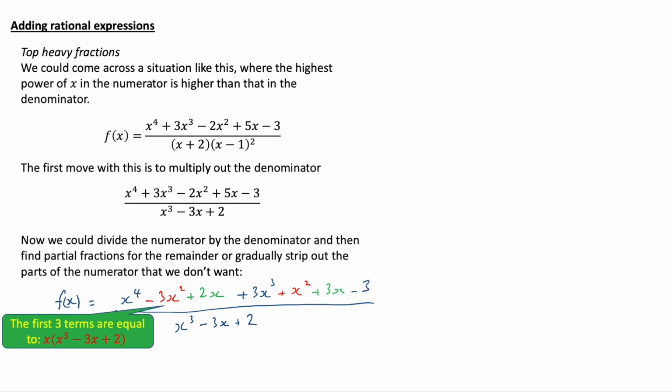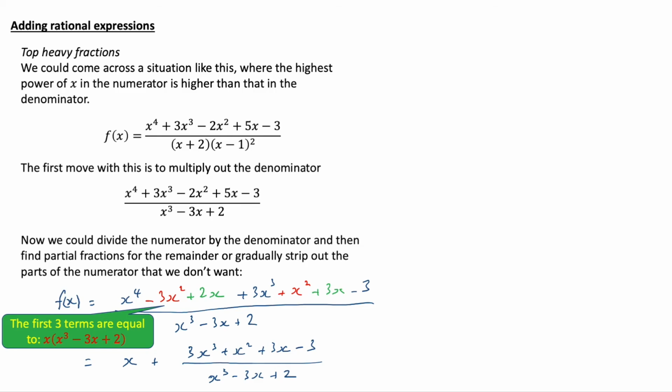So what happens now is those first three terms, the x to the 4 minus 3x squared plus 2x, will cancel with the denominator to just give us x. So we've now got f of x is x plus 3x cubed plus x squared plus 3x minus 3 over x cubed minus 3x plus 2. Now we've still got an improper fraction because the degree of the numerator is the same as the degree of the denominator, and we need it to be less than.